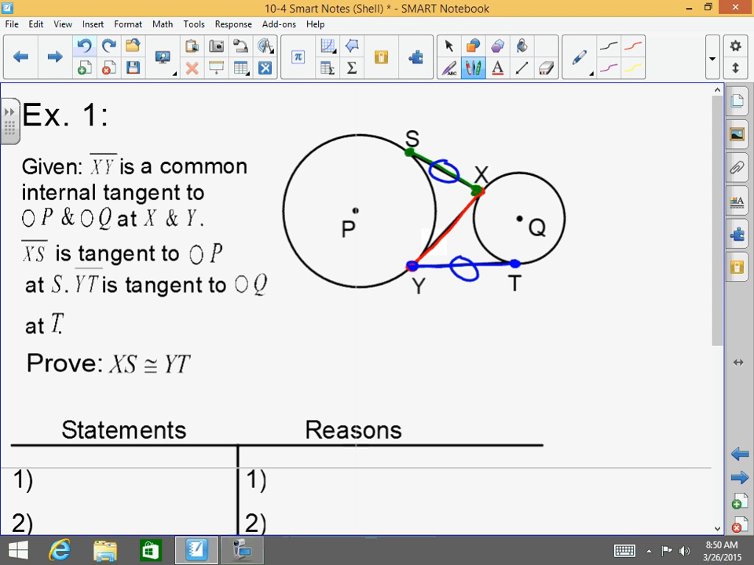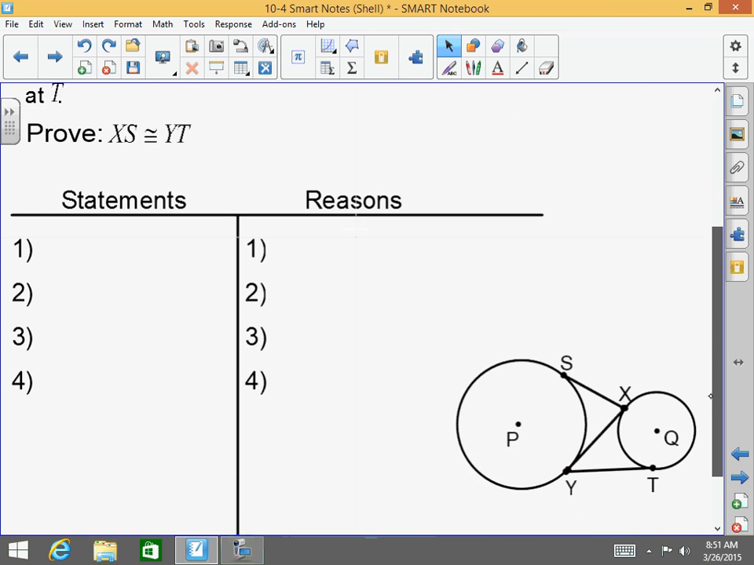Yes, YT is congruent to XY because of the two tangent theorem, and XS is congruent to XY because of the two tangent theorem. But why or how is XS congruent to YT? You guys just proved it. I'm so proud of you. I am so proud of you guys.